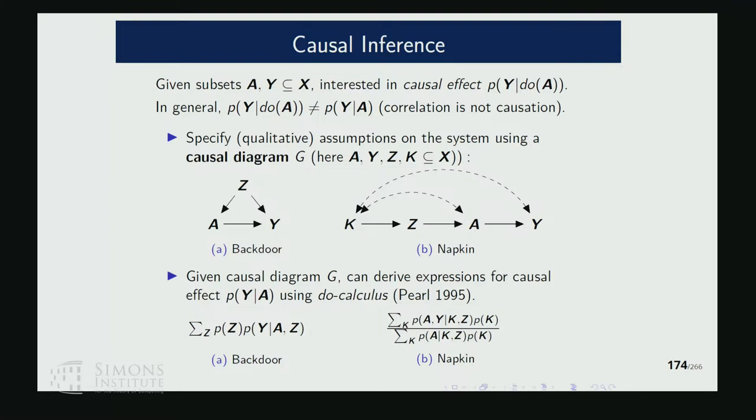So in this case, for instance, in this example, that's called a backdoor. The backdoor formula for this structure is given here. This is an example where you have some confounder variable as well as an effect from A to the outcome Y. And then also another example, again with the formula given for this causal effect.